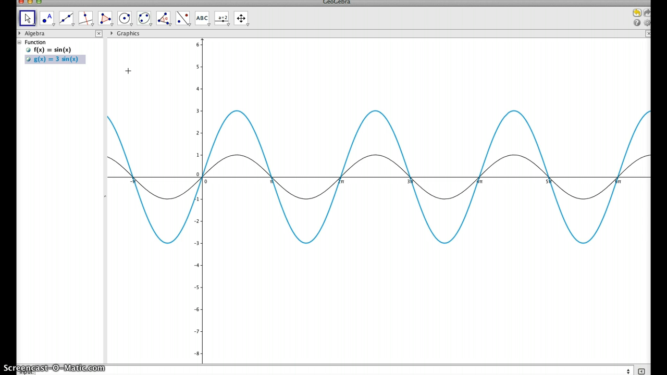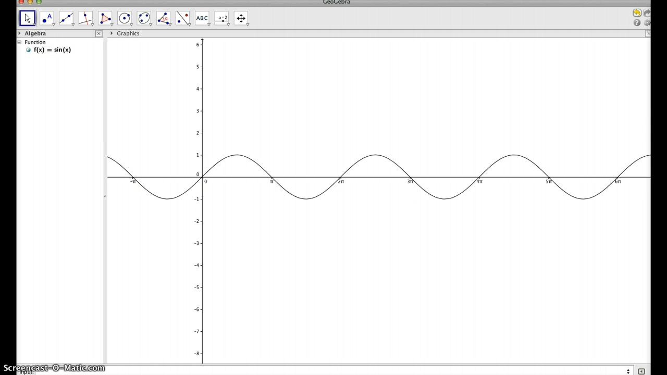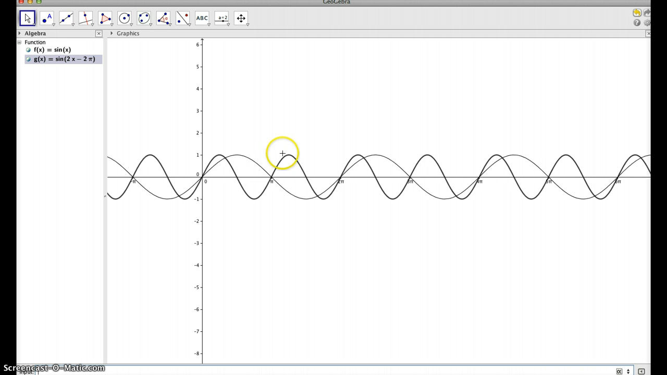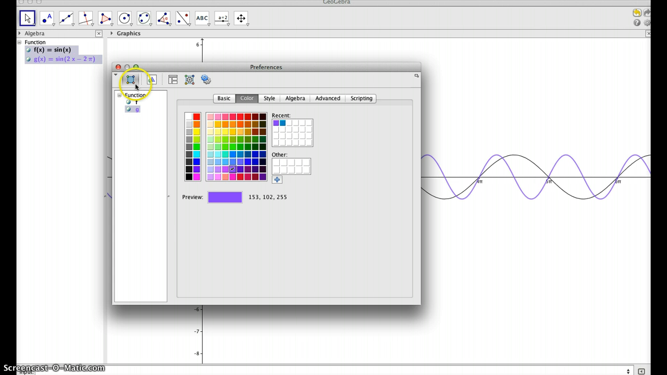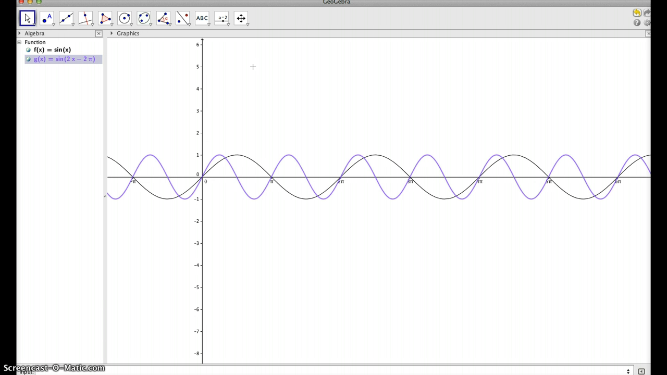Now, let's try to look at another graph of sine. So let's delete this one, and we'll look at a new one. y equals sine of 2x minus 2 pi. We'll change the color on this one again just to see it. Now, this one changes our graph in two different ways. It moves our graph over by having a phase shift, and it also changes my period.